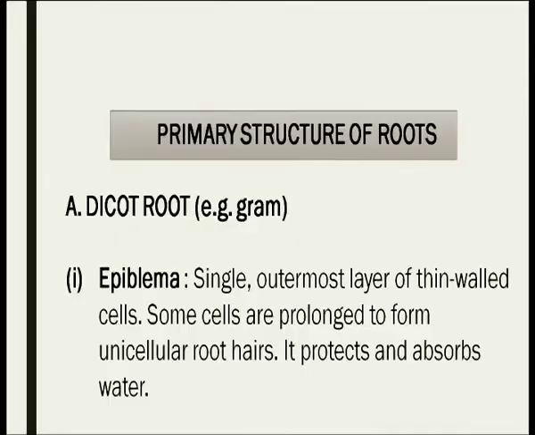So, imagine the way you cut certain salads transversely. For example, some onions which you cut transversely. So, the structures visible under the microscope are, let's say, a dicot root of gram. The outermost layer is epiblema. It is the single outermost layer of thin walled cells, and some cells are prolonged to form unicellular root hairs, and it protects and absorbs water.